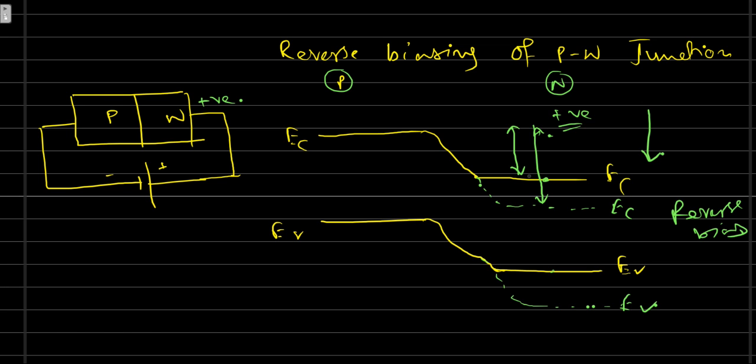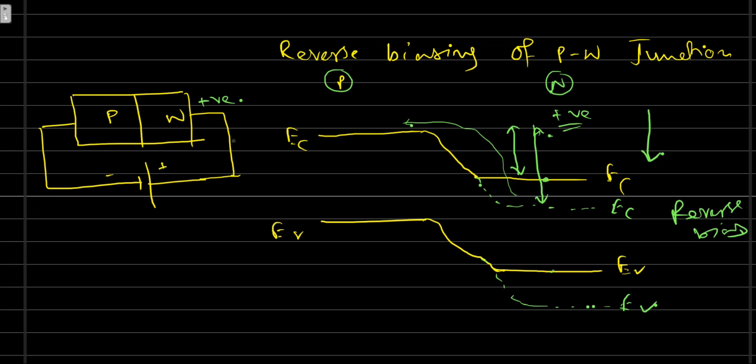And due to this increased barrier height, it is difficult to cross this barrier. Without crossing the barrier, no carrier can move from the N to the P side, so here you will not get any current. The current is zero. But in practical cases, due to the temperature effect, a negligible amount of current will flow. I will explain why you will get the current in reverse bias. From this diagram we are getting zero current because no carrier can cross the barrier.